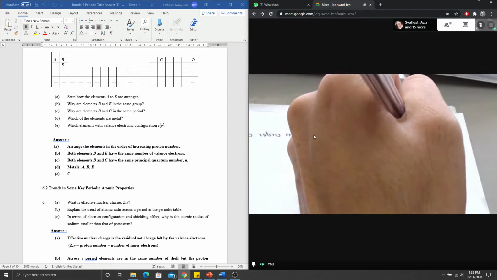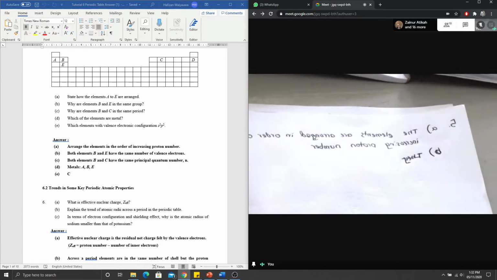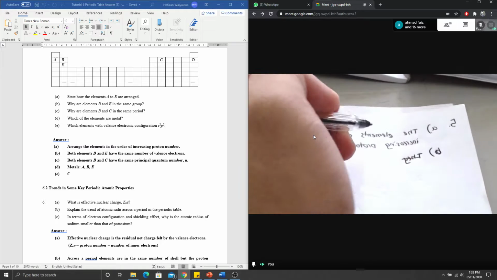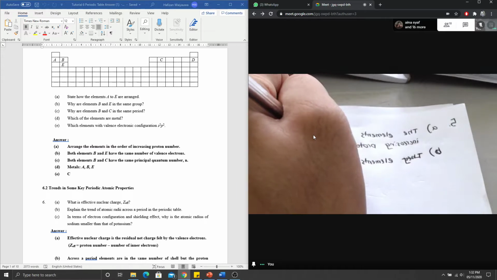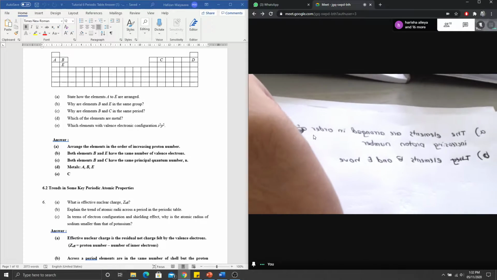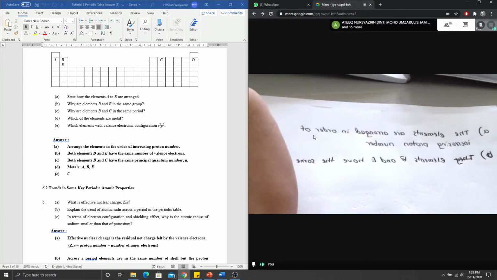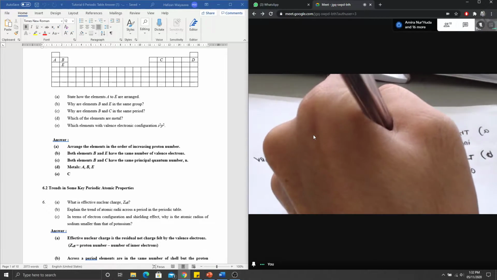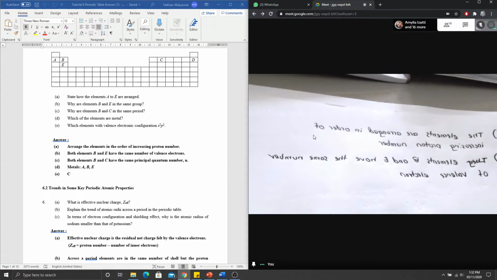Bagus. So, you just cakap je lah. They have the same number of. Tak payahlah guna they. They tu macam too casual. So, kita nak sejukkan hati pemeriksa. So, elements B and E have the same number of valence electron.